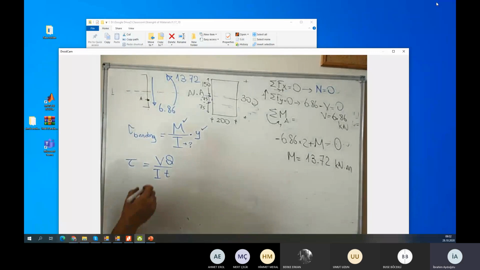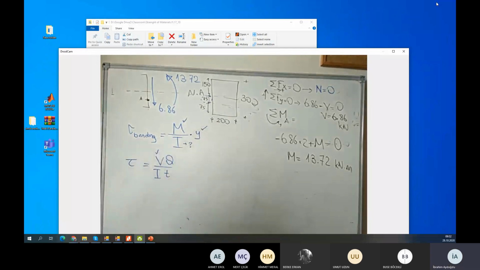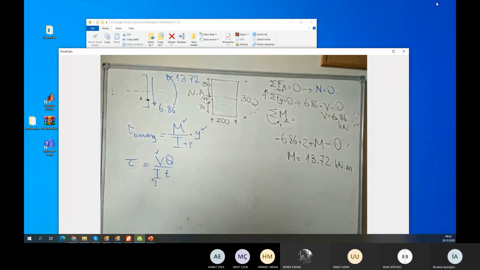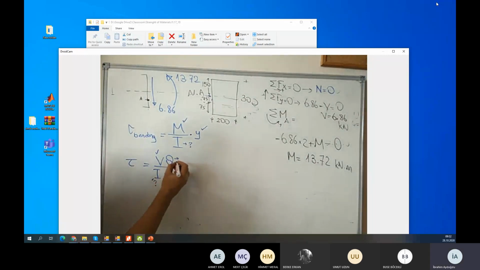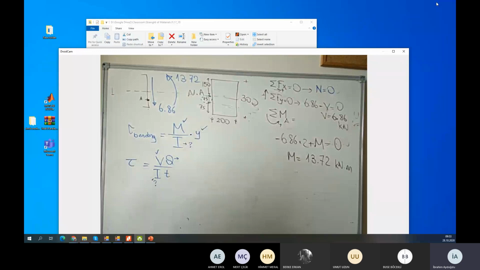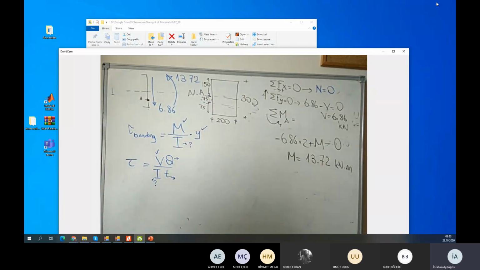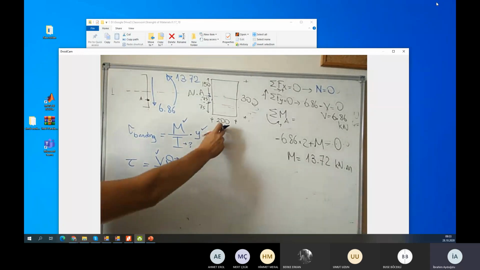So I have already calculated the shear force here. If I calculate the moment of inertia, I can calculate the stress. Do you remember the Q? What does Q mean? Q is the area moment of inertia. The last term is T. What does T mean? T is the thickness of the section. I can easily see the thickness of the section is 200.